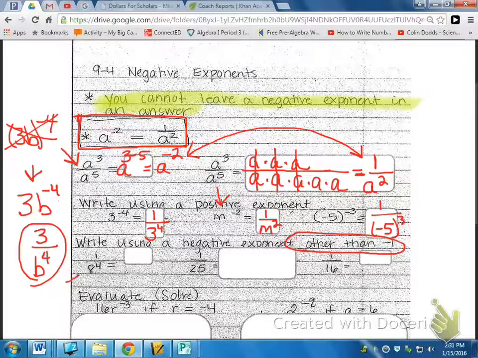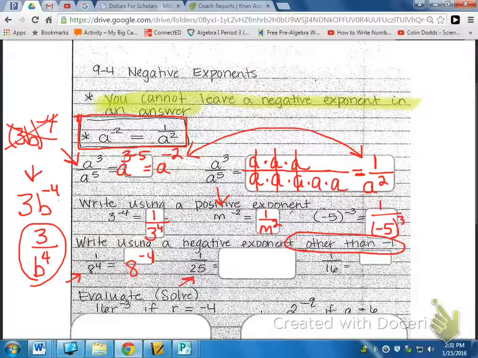First example, 1 over 8 to the fourth. How do you think that would look if we wrote it with a negative exponent? Josh? It would be 8 to the negative fourth power. Yeah, and that's all you're going to have to do for your homework for this part, 8 to the negative fourth, until we come to this.